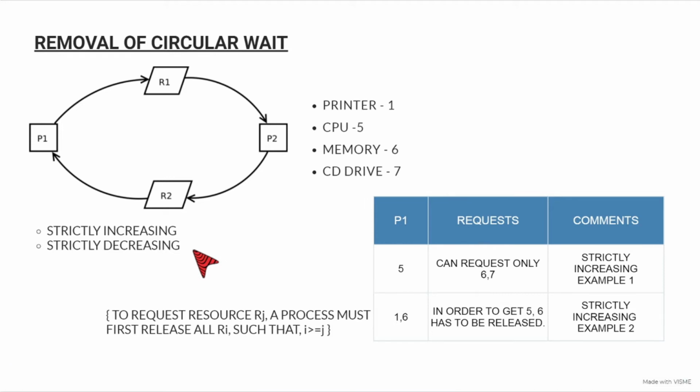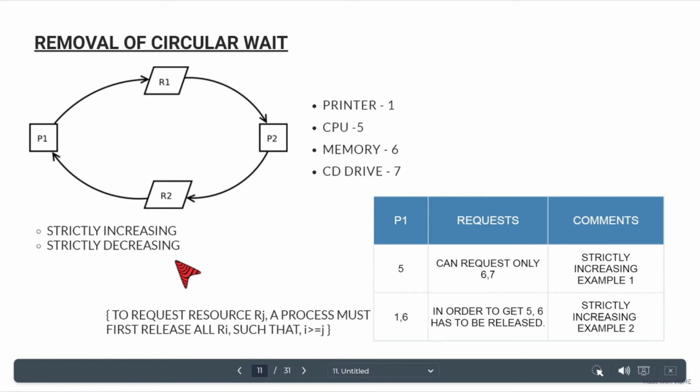I am having the eraser, given as number 5. I need a pen now. The pen's value should be lesser than the value of the eraser. The eraser is 5, so the pen should be 1, 2, 3, 4, like that. Then only I can take the pen. So we can use either of these methods. If you use strictly increasing, we should use strictly increasing all over the process. If you use strictly decreasing, we should use strictly decreasing all over the process.